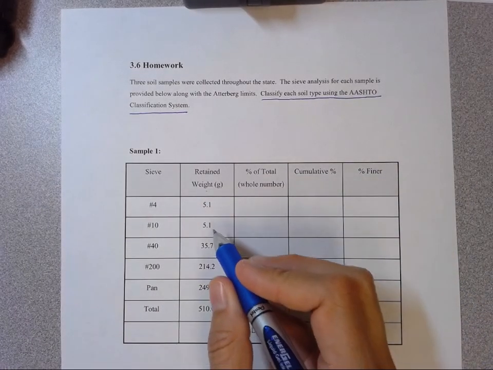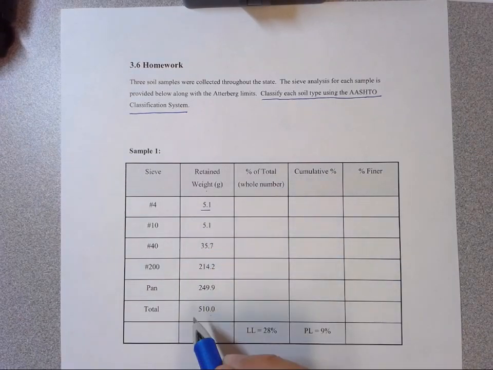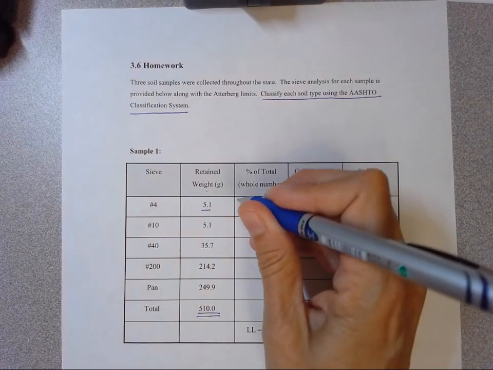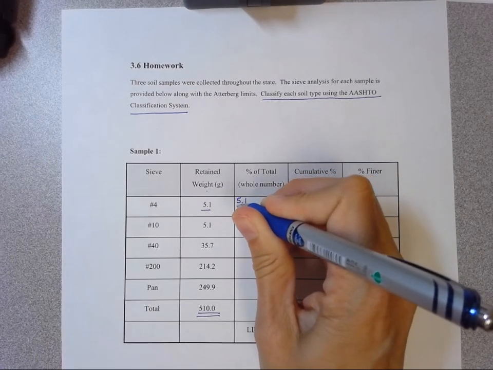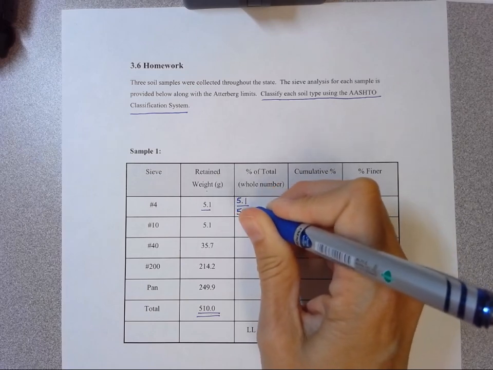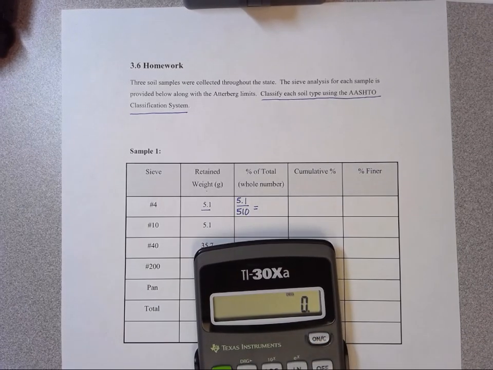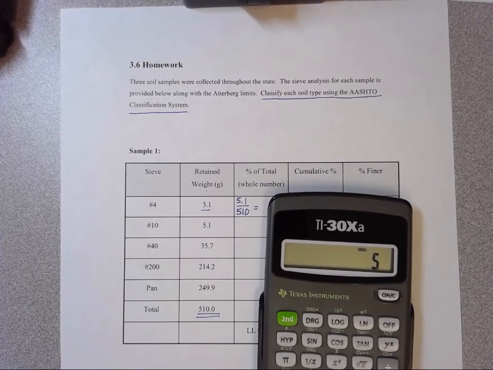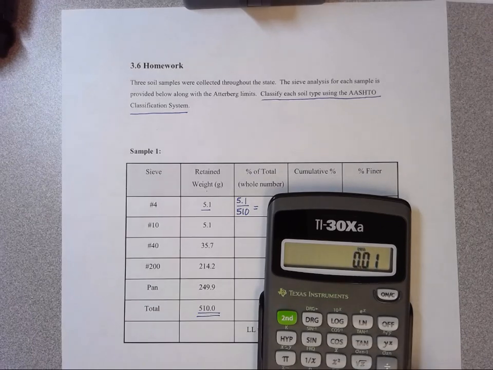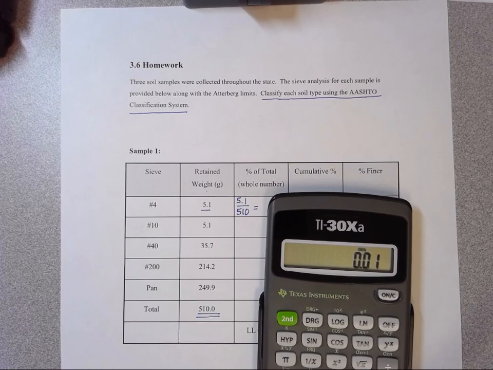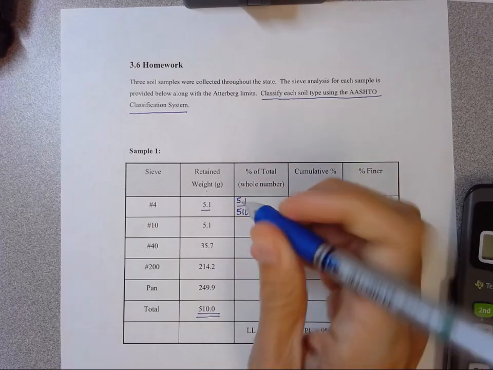Okay, so what we do is we take the part here, this is 5.1, and we're always going to put our part over total to figure out our percent. So for our first amount that passed this number 4 sieve, 5.1 was retained. That amount did not go through the sieve, and so that's what was left on that sieve out of the total. We just take 5.1 divided by 510. I get 0.01, but remember, I want my answer to be a percent. Okay, that's the decimal form. So in order to change it to the percent, I have to multiply it by 100, and I just get 1. So that is 1%.